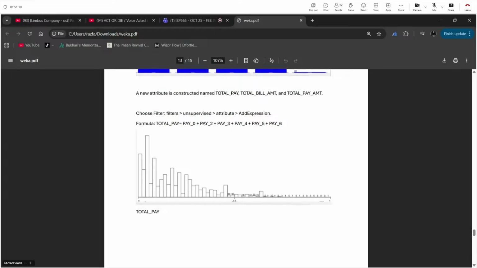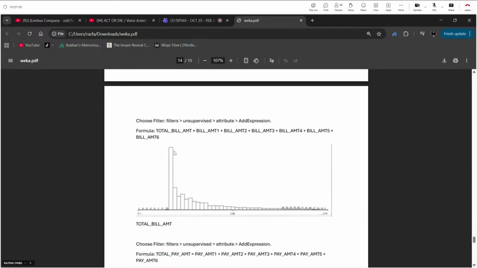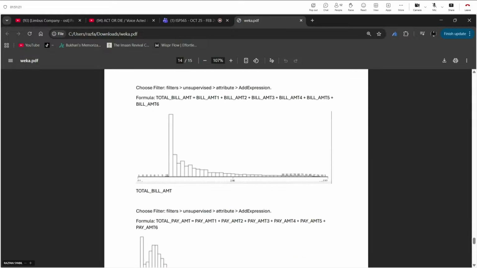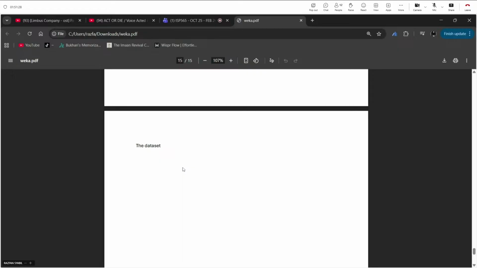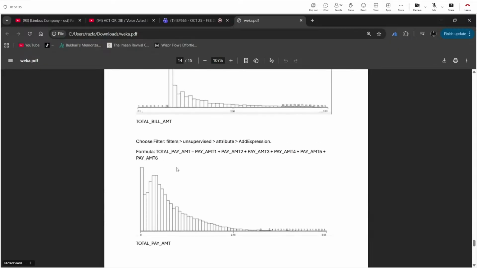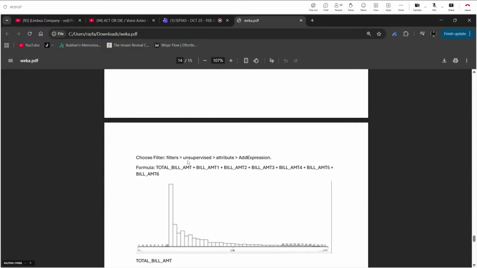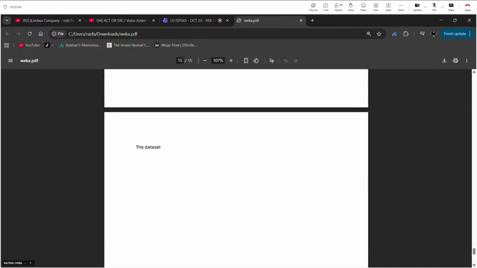To filter this, we use filter unsupervised attribute expression, and inputting this formula, we get this graph. This is for total pay. This is total bill, same formula but different attributes. And finally, this is for total pay amount. We should have the data set. It seems someone forgot to put it here, but this data set in the end will have all of the attributes, including these new attributes. Okay. That's all for now.